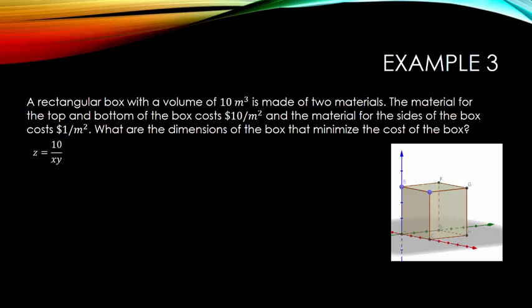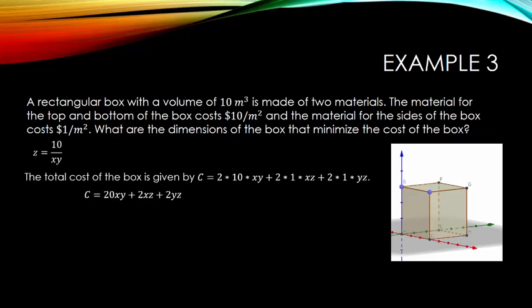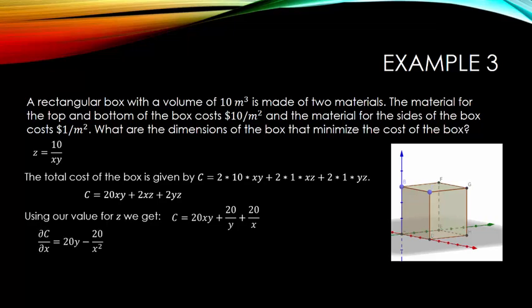Using this ratio for z, I know that my total cost of the box will be given by C is equal to 2 times $10 times the xy area, plus 2 times $1 times the xz area, plus 2 times $1 times the yz area. This means that my total cost is given by 20xy plus 2xz plus 2yz. Now using the value that I got for z gives me C is equal to 20xy plus 20 over y plus 20 over x. The partial of C with respect to x is 20y minus 20 over x squared.